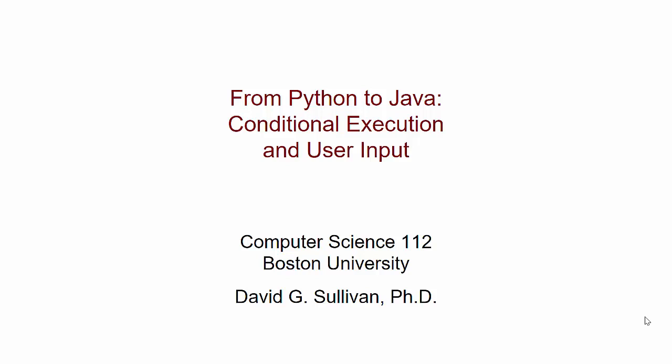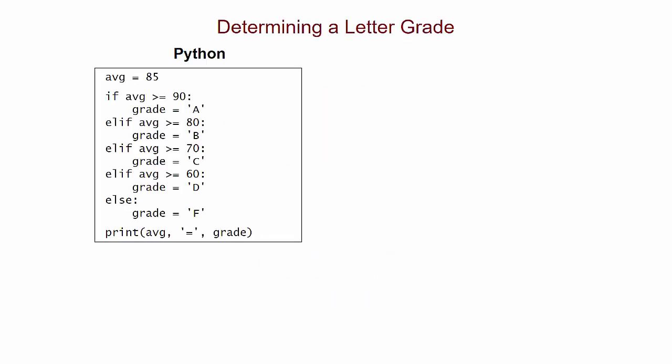In this video, we're going to continue to see how we can go from Python to Java. This time, our program's going to include conditional execution and user input. So let's start by looking at our Python program, at least our initial one. It's a program for figuring out what letter grade a student should get based on their average.